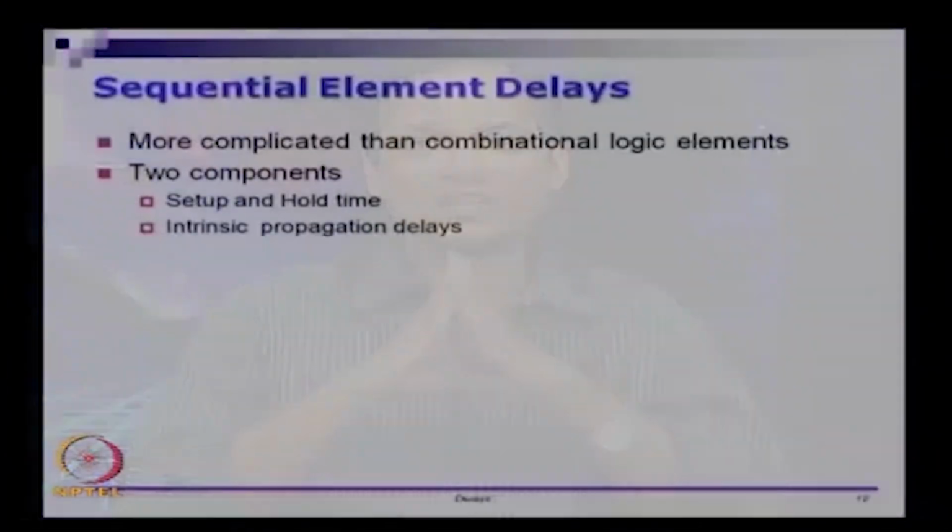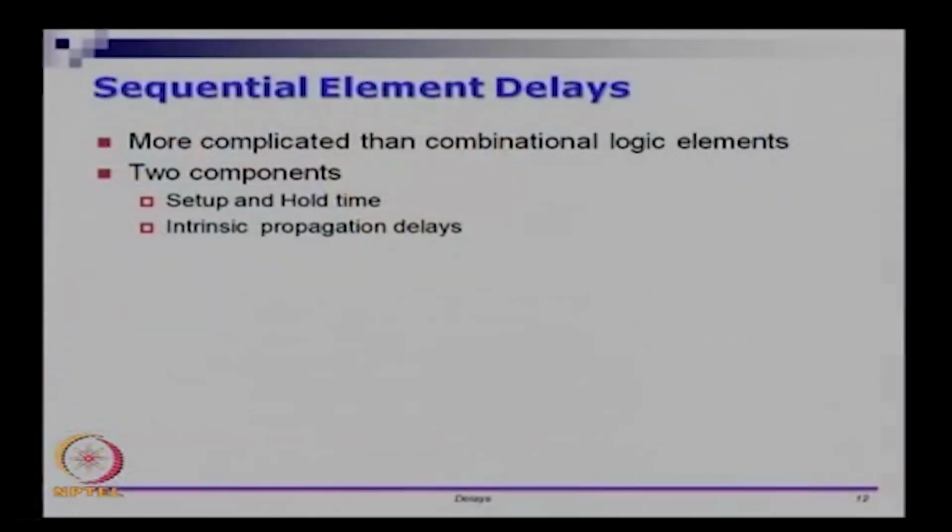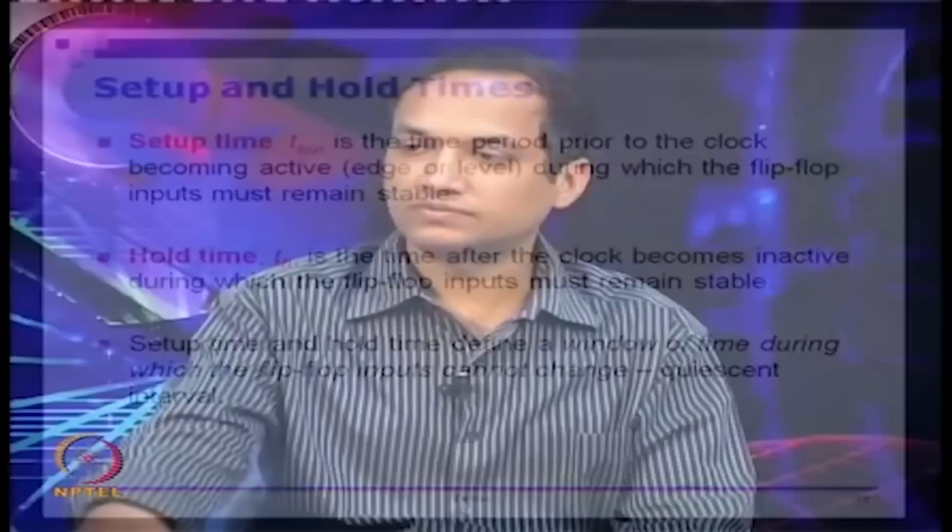The first kind of delay is the intrinsic propagation delay itself, because your basic circuit, even a sequential element, still has gates inside, right. Because of that there is an intrinsic propagation delay, but there is something new for sequential elements. They are called the setup and hold time. So these are three different components of delays in a sequential element. The first two components are the setup and hold time, and the third component is the intrinsic delay in the gate itself. So let us see what the definitions are.